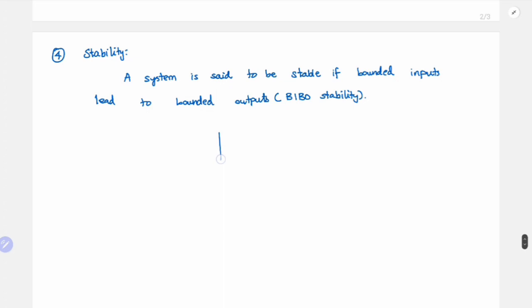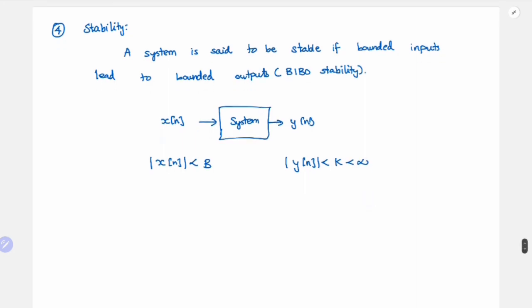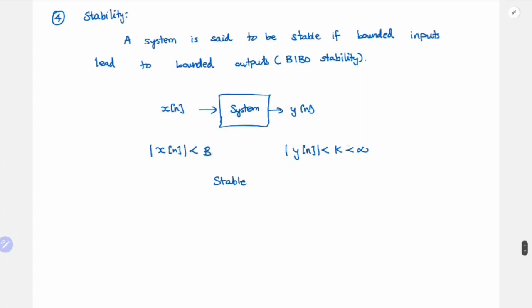Right? So if you have a system and you give some bounded input, so your |x[n]| is less than some constant B, okay? Then your output y[n] should also be bounded, which means your output should also be less than some number which depends on B or may not depend on B, and that should be less than infinity. So in this case, the system can be said to be stable. If bounded input leads to unbounded output, then we can say the system is unstable.